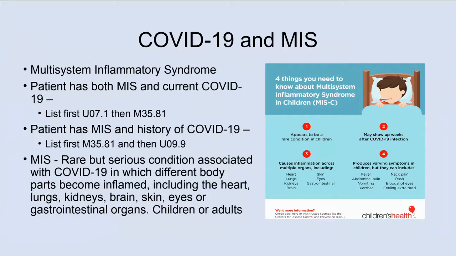Okay, COVID-19 and multisystem inflammatory syndrome. This is discussed specifically in the guidelines. So what is this? This is a rare but serious condition associated with COVID-19. Different body parts become inflamed. It could be the heart, the lungs, the kidney, the brain, the skin, the eyes, or gastrointestinal organs. At first it was found just in children, but now they're saying that it's children or adults.